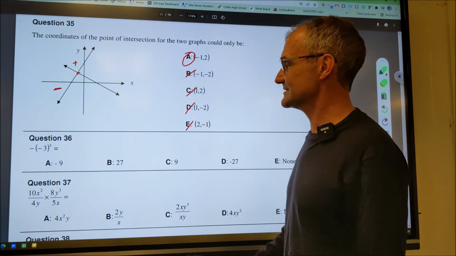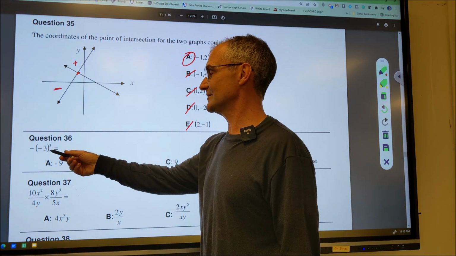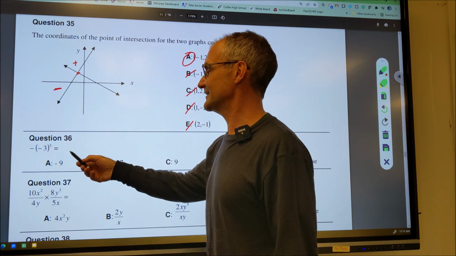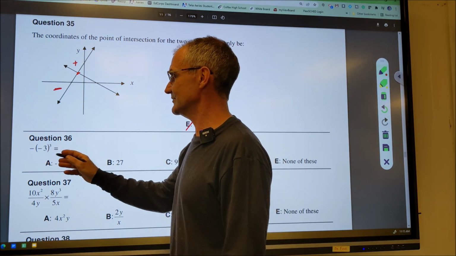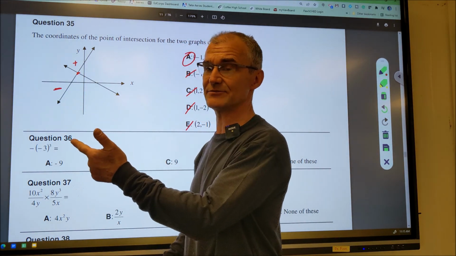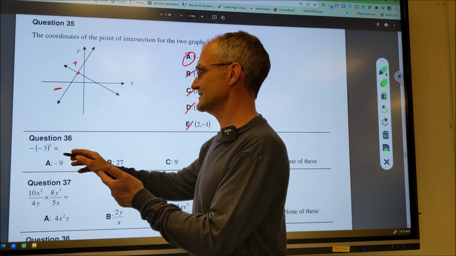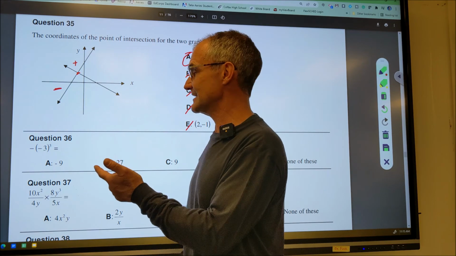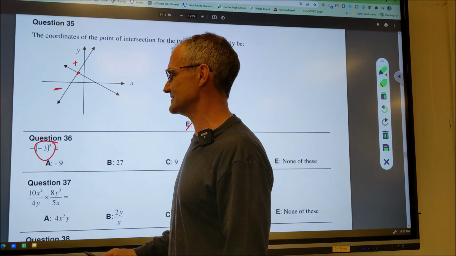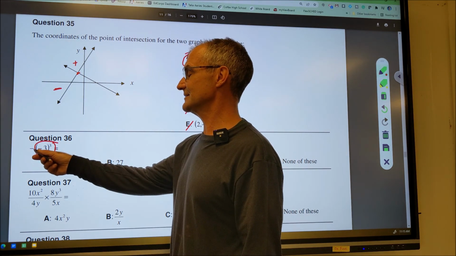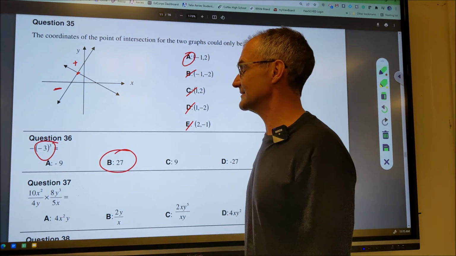Question 36, I glance down on this and I see right away this is all about negatives and keeping track of the negatives. So I have a negative 3 cubed. Negative 3 times negative 3 is positive 9. Positive 9 times negative 3 is negative 27. So this value right here is negative 27 times a negative is positive 27. And there's my answer right there.